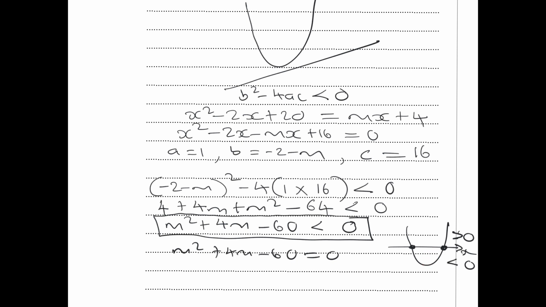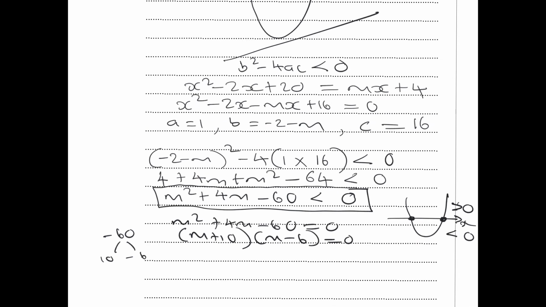So now if we look at this, I'm sure you can see that we can factorize. All right, we have negative 60. Now what are the factors of negative 60 that give us 4? That should be 10 and negative 6. All right, 10 plus negative 6 will get 4. 10 times negative 6 will get negative 60. So to factorize that, we are going to have (m + 10)(m - 6) = 0. So we are going to get m equal to negative 10 or 6.